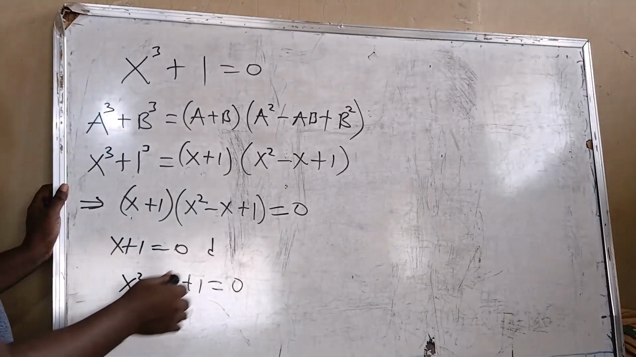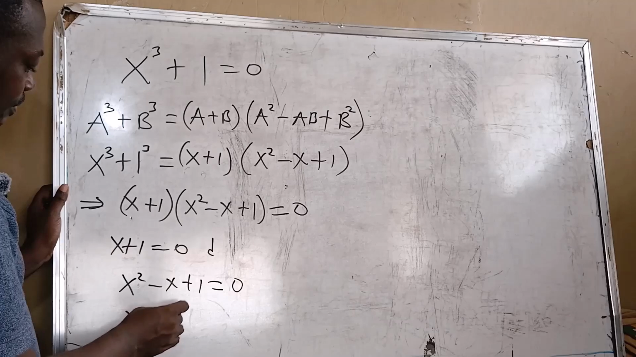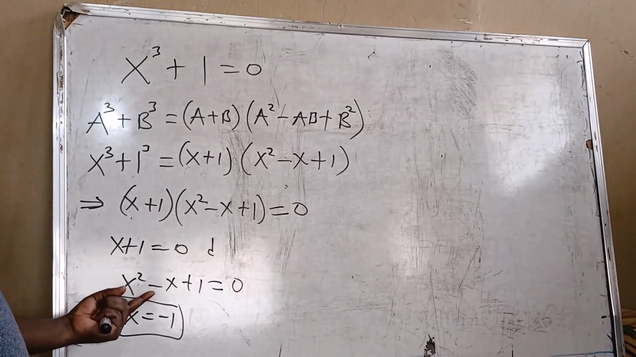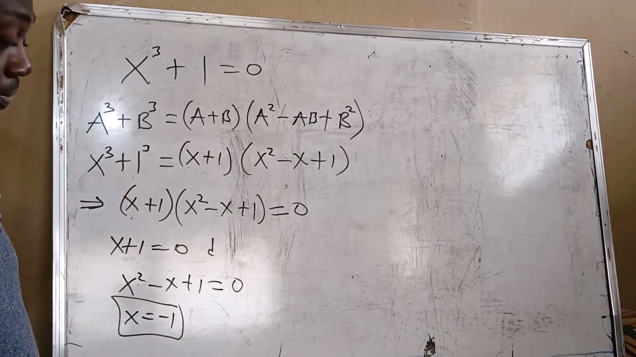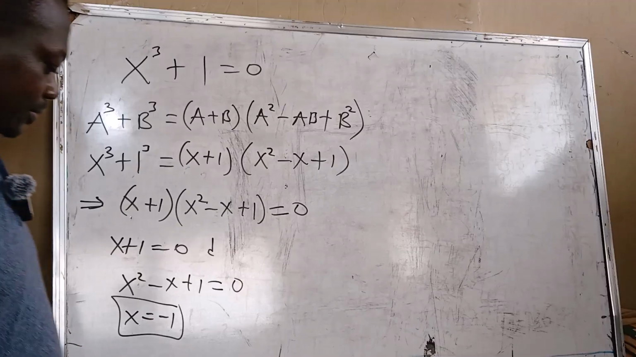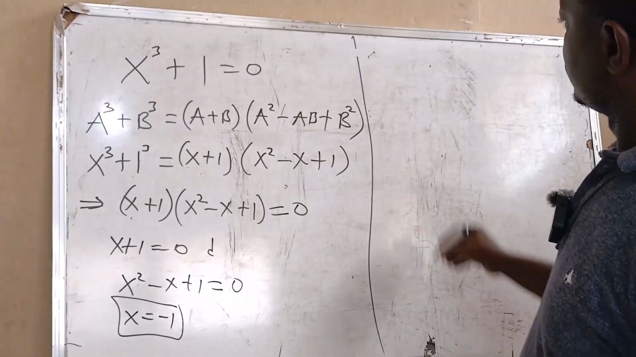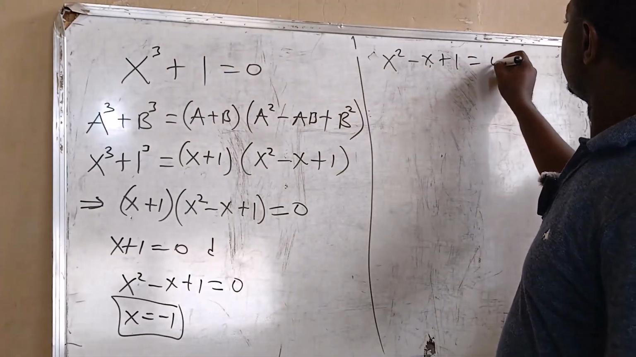So the first answer, when you equate this one to 0, x is -1. Okay, that's the first answer. And this one is a quadratic. That will give us 2 additional solutions. Being it complex or not, we still have 2 solutions. Okay, so let's look at the second one. x squared minus x plus 1 equal to 0.